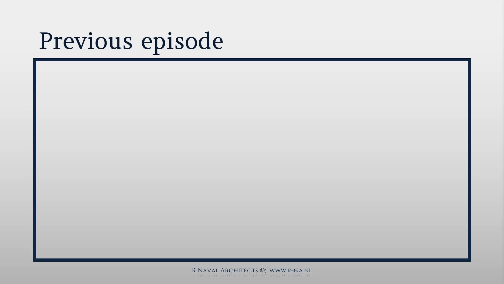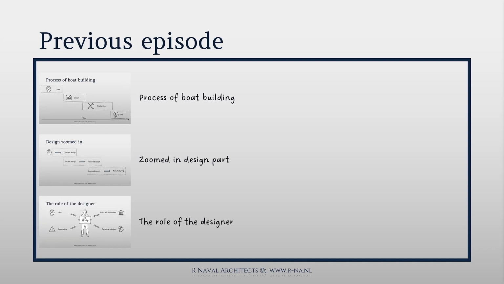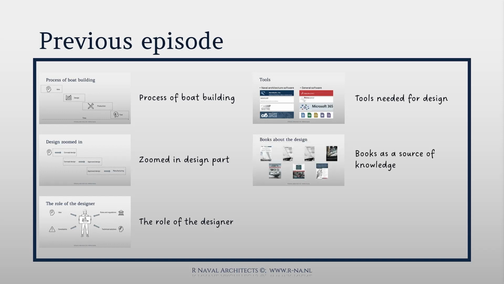Before delving into the new episode, let's recap what was covered in the previous one. Initially, we discussed the overall process of boat building. Then we focused on the design aspect of this process. We briefly explored the role of the designer and the tools required for effective design. Additionally, we examined books as a source of knowledge. And finally, we explored the boat design spiral that we will follow in our boat design journey.